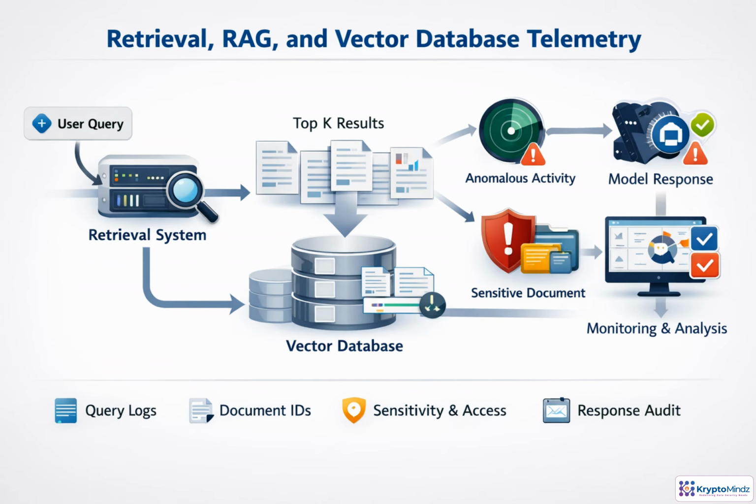In RAG, the model's answer depends on what the retrieval layer found first. Telemetry needs to follow that chain: the user query, rewritten query, embedding model, vector collection, filters, top K results, document IDs, scores, and access checks. The key security question is not only what did the model say? It is, what evidence did it see, and was that evidence allowed? Correlating retrieval metadata with the final response helps expose enumeration, sensitive lookups, and policy bypasses.